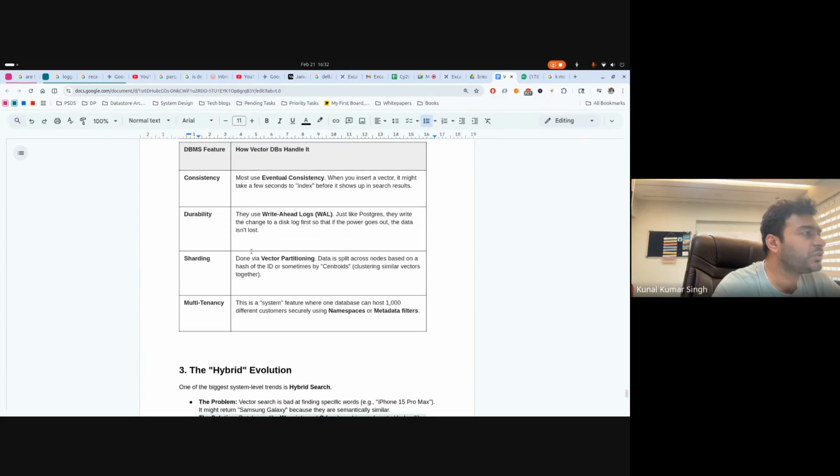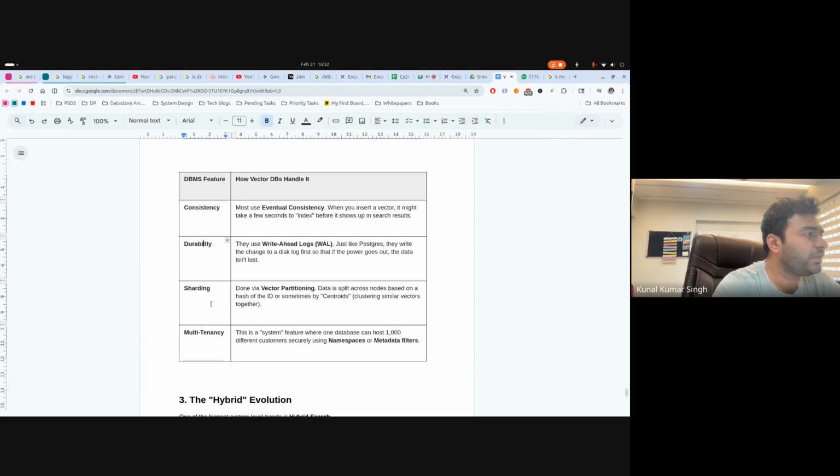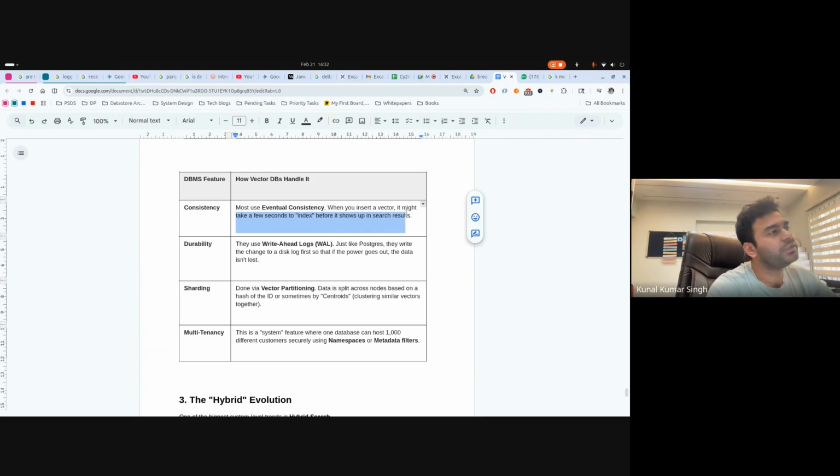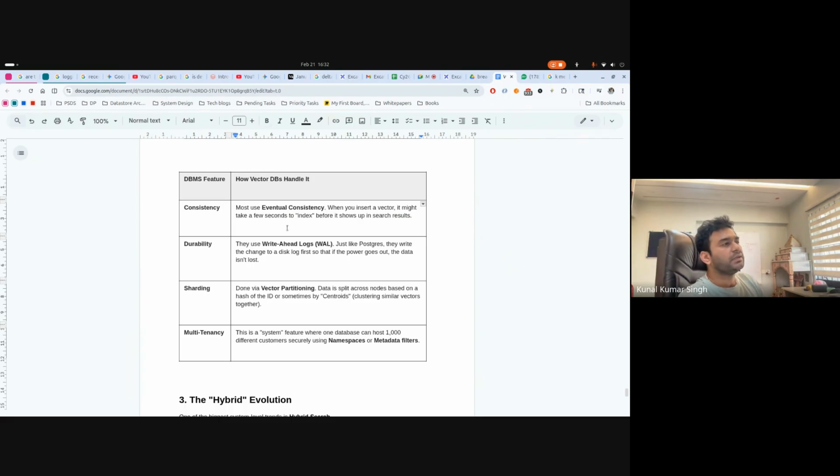The other features, typically consistency, durability, sharding, which vector databases support, right? So of course this is again an eventually consistent design. So you take the user request and then you go and update the indexes later, right? So when you insert a vector, it might take a few seconds to index before it shows up in the search result, right? So typically it will also be an eventually consistent design, because I think you cannot support strong consistency here.